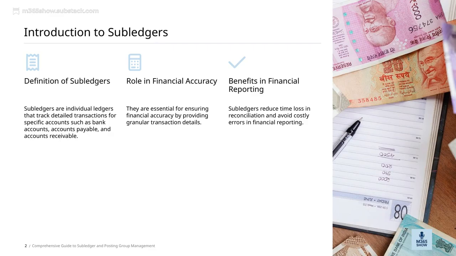Subledgers are essentially detailed ledgers that track specific transactions for particular accounts, like bank accounts, accounts payable, and accounts receivable. By maintaining these detailed records, we can ensure greater accuracy in our overall financial data. One of the biggest advantages of using subledgers is that they significantly reduce the time lost during reconciliation processes. Instead of sifting through massive amounts of data, we can directly access detailed transaction information, which streamlines our workflows.